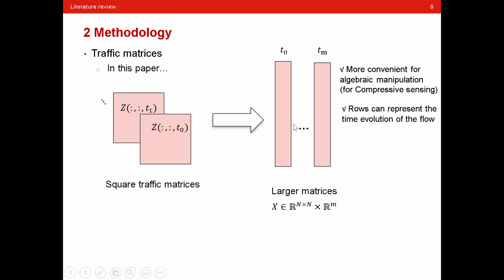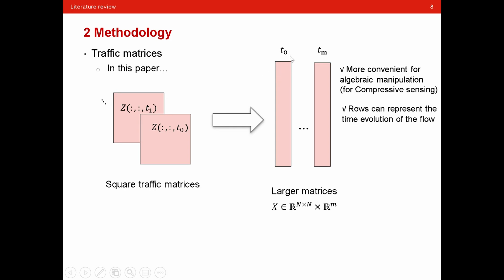But in this paper, they do not stack the traffic matrices along the time dimension. They don't want to regard the multiple traffic matrices as a three-way tensor. Instead, they manipulate the traffic matrices to get a larger matrix, in which the entries of each row are a certain entry at each time step, which means that this is the temporal dimension. Each OD pair is moved into a row, so each row represents the time evolution of the flow for this OD pair.